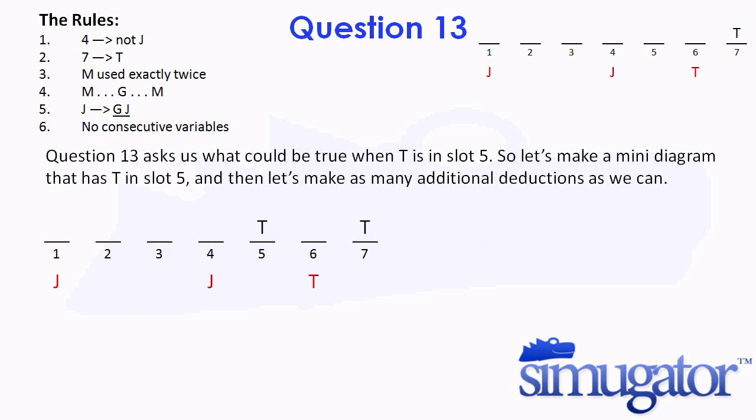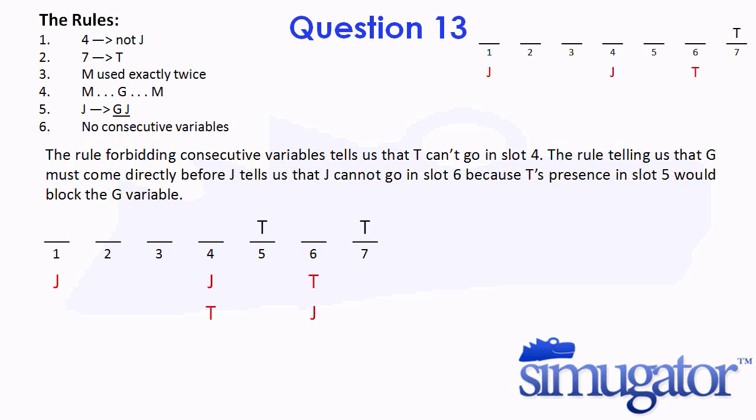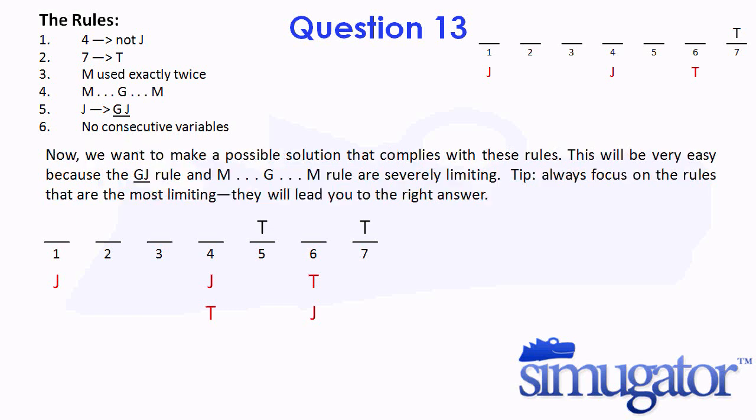Question 13 asks us what could be true when T is in slot 5. So let's make a mini diagram that has T in slot 5, and then let's add our deductions. So we're going to put T in slot 5 there. The rule forbidding consecutive variables tells us that T cannot go in slot 4. The rule telling us that G must come directly before J tells us that J cannot go in slot 6 because T's presence in slot 5 would block the G variable.